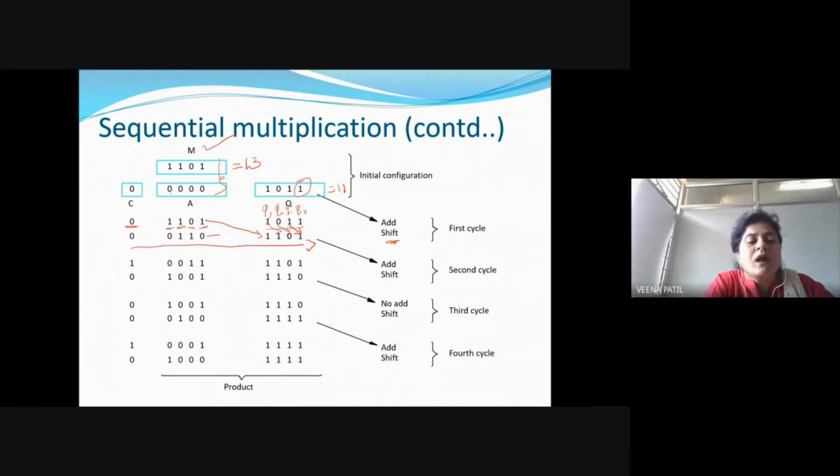Okay. So after shifting, what we are going to get? We will get the value as 0110101. So carry still it is 0 here. Shifted bit is considered as 0. So it will remain as 0. Okay. So this is the new value that is stored in CAQ.